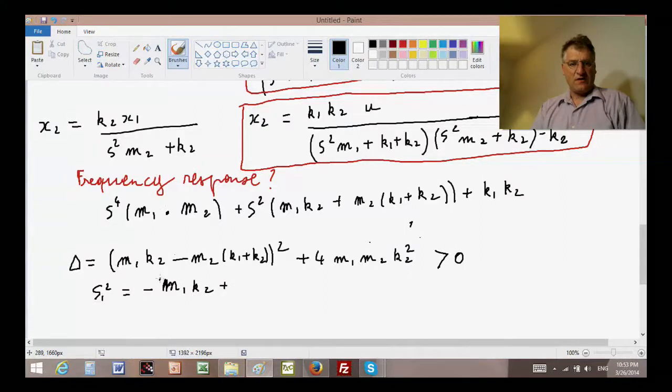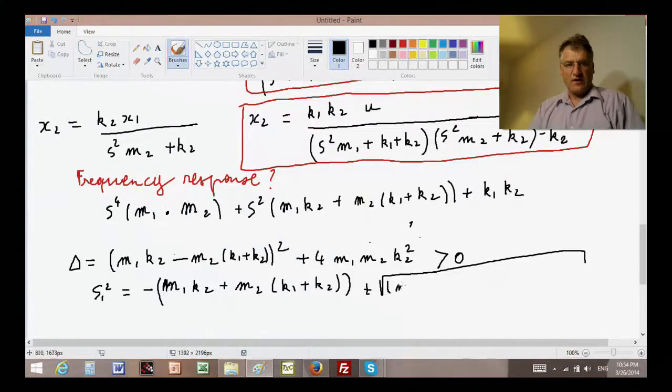plus M2 times K1 plus K2 plus square root of M1 K2 minus M2 K1 plus K2 squared plus 4 M1 M2 K2 squared.